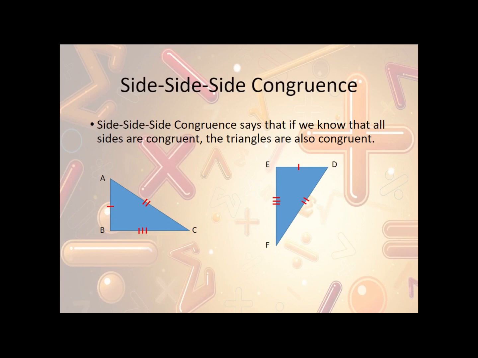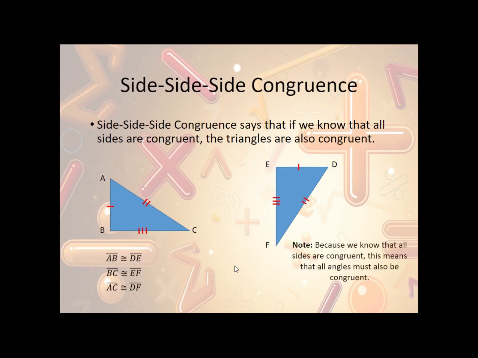And what side-side-side congruence says is that if we know that all the sides are congruent, then the triangles must also be congruent. So again, we can say that AB is congruent to DE. We could say that BC is congruent to EF. And AC is congruent to DF. Therefore, we know that the triangles must be congruent because all of the sides are congruent. So because of side, side, side, we know that triangle ABC is congruent to triangle DEF.